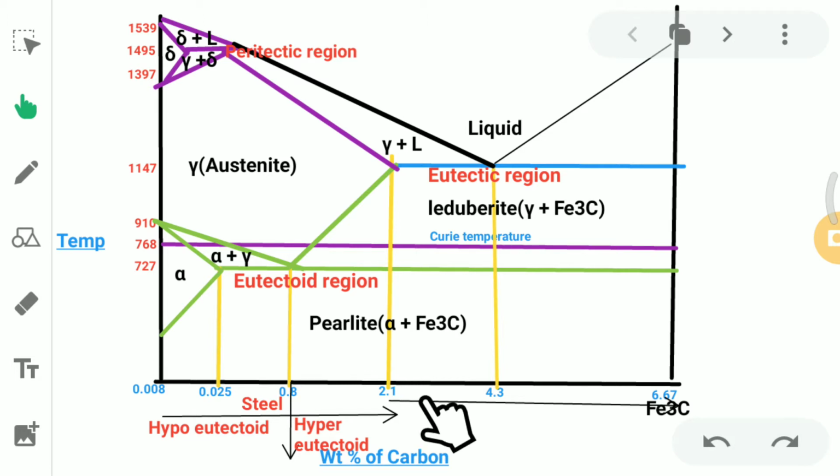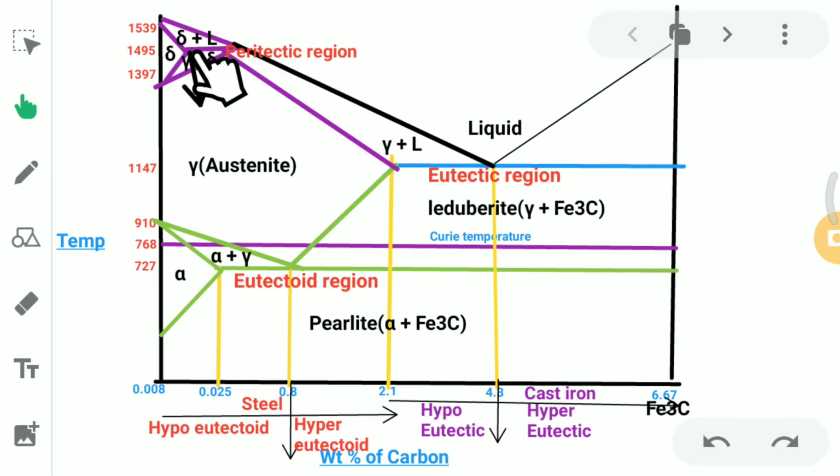And coming to 2.1 to 6.67, friends, we can call this cast iron. The left side of the eutectic region is the hypoeutectic region, and the right side of the eutectic region is the hypereutectic region. After 4.3 is the hypereutectic region, and from 2.1 to 4.3 is the hypoeutectic region, friends.